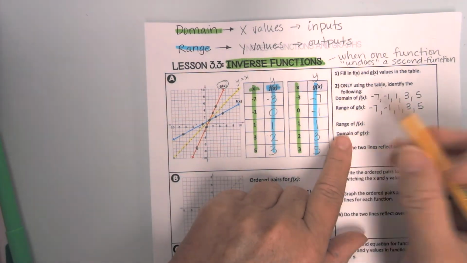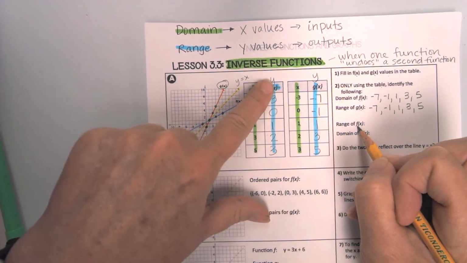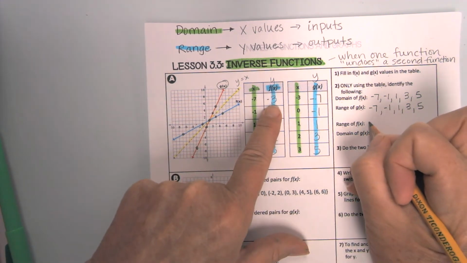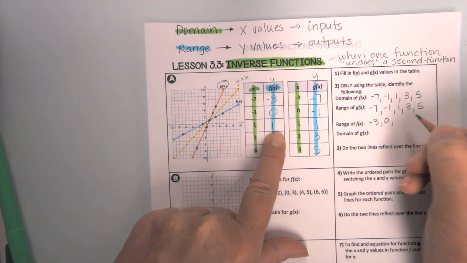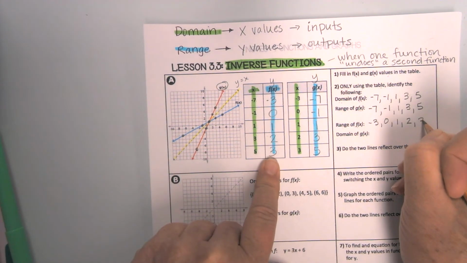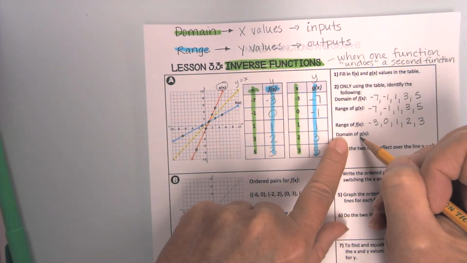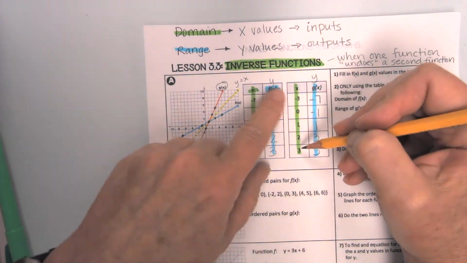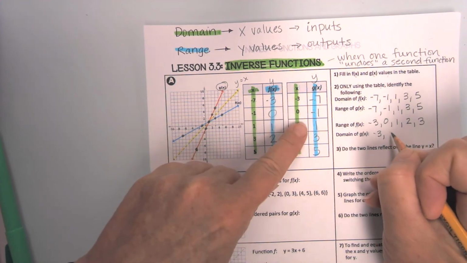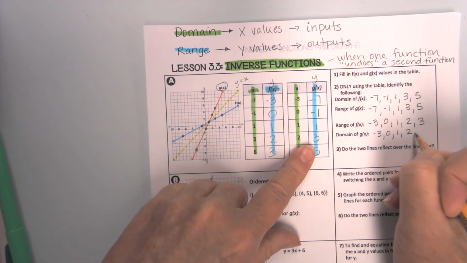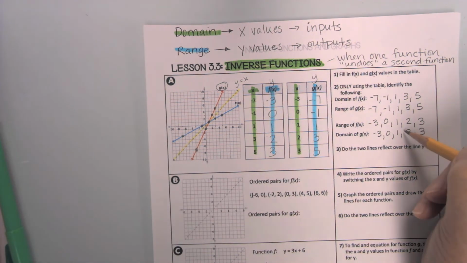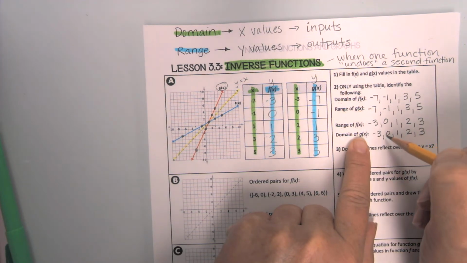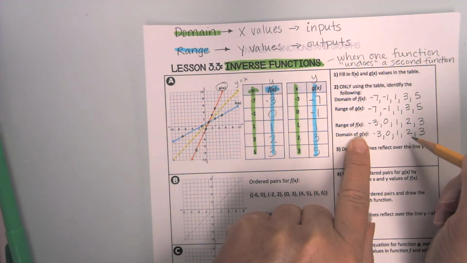Now let's look at the next set. What is our range of f of x? Remember, range is blue. Range of f of x is -3, 0, 1, 2, and 3. Now they want the domain of g of x. Domain is my x values, and this is my g of x. -3, 0, 1, 2, 3. So, what do you notice about our range of f of x and our domain of g of x? They're the same in an inverse function.